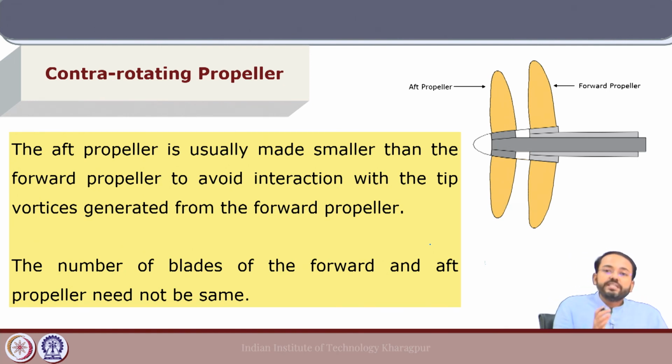and the pitch of the forward and aft propellers must be selected in such a way that the rotational energy losses can be minimized by a combination of a clockwise rotating propeller and an anti-clockwise rotating propeller. Now, the number of blades for the forward and aft propeller in this contra-rotating propeller configuration need not be same.